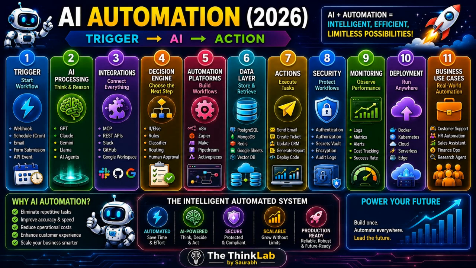So the question is, why does AI automation matter? Let's understand why this is important. It helps you save time, reduce cost, increase speed, improve accuracy, and most important, scale your business, right?